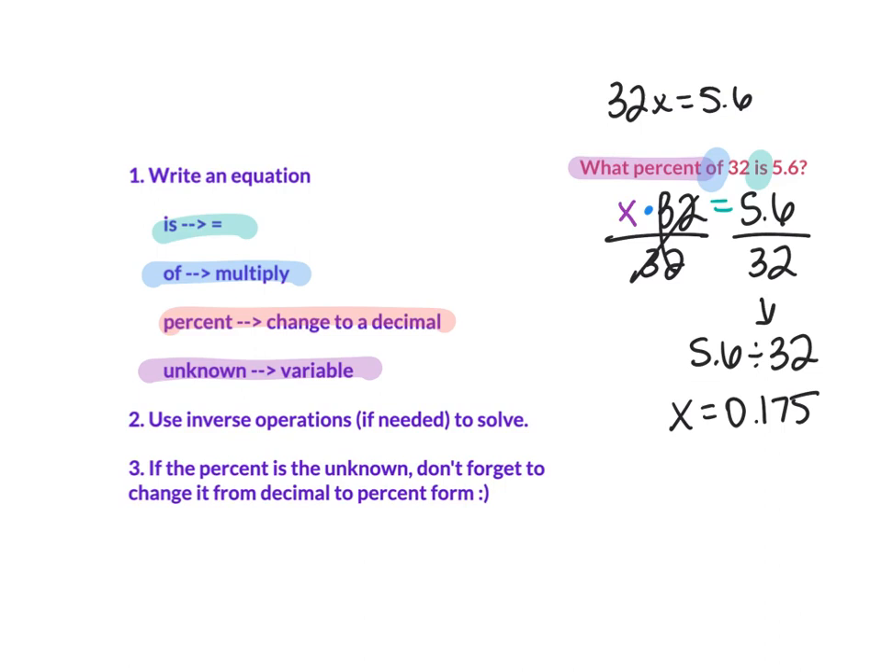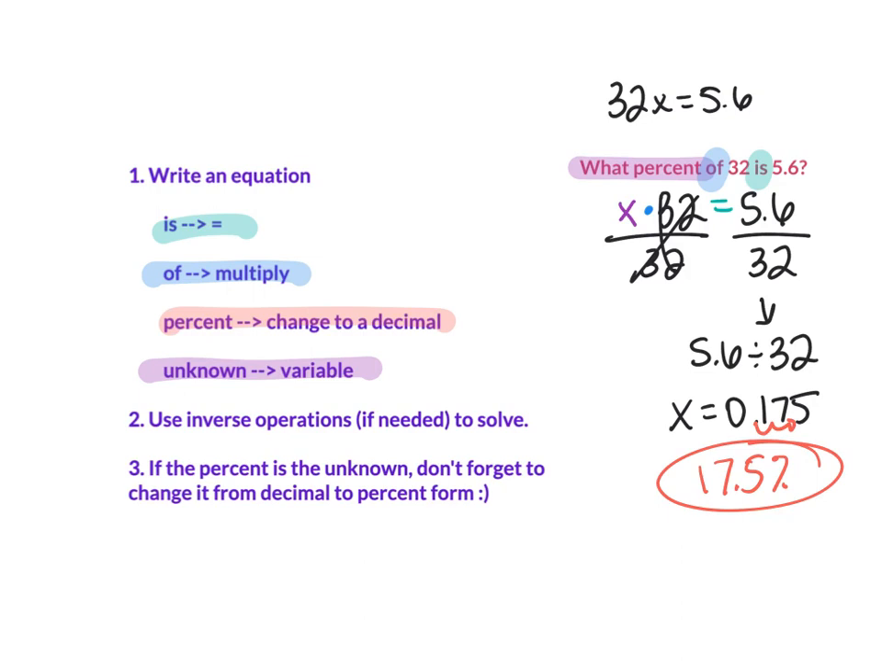0.175. This is a decimal. If the percent is the unknown, which it was, since it said "what percent," I need to change from a decimal to a percent. So remember to do that, that decimal goes 2 to the right. So your answer would be 17.5%.